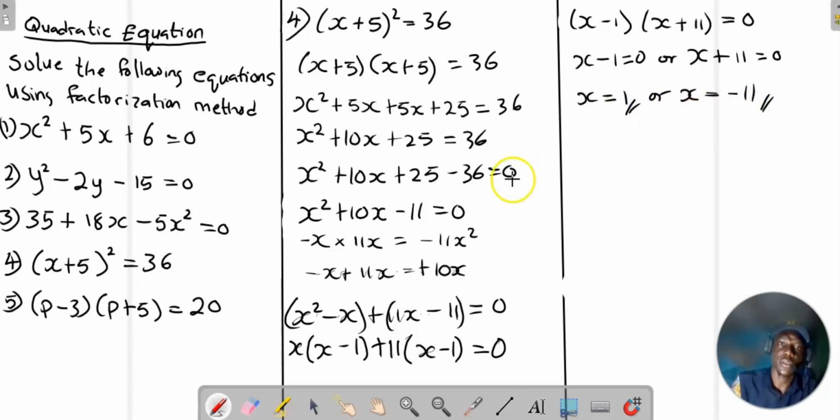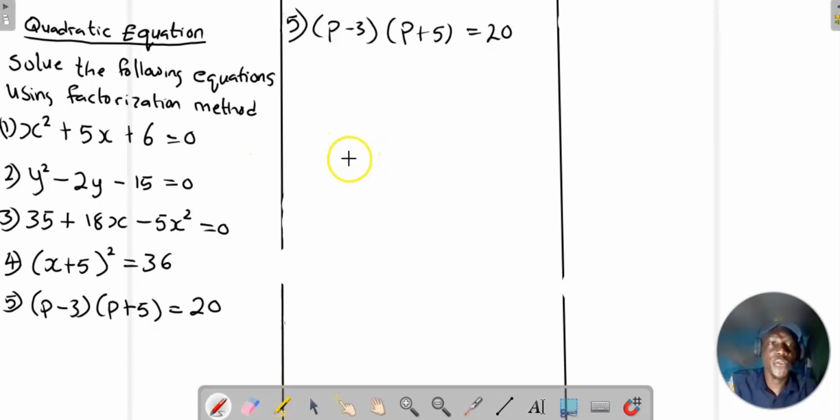Very, very simple. For question number 5, which is the last question we'll be solving here, we have p minus 3 times p plus 5 is equal to 20. So this one is very light and also simple. You just do the same thing we did in the previous one. You can pause this video and try it out on your own.